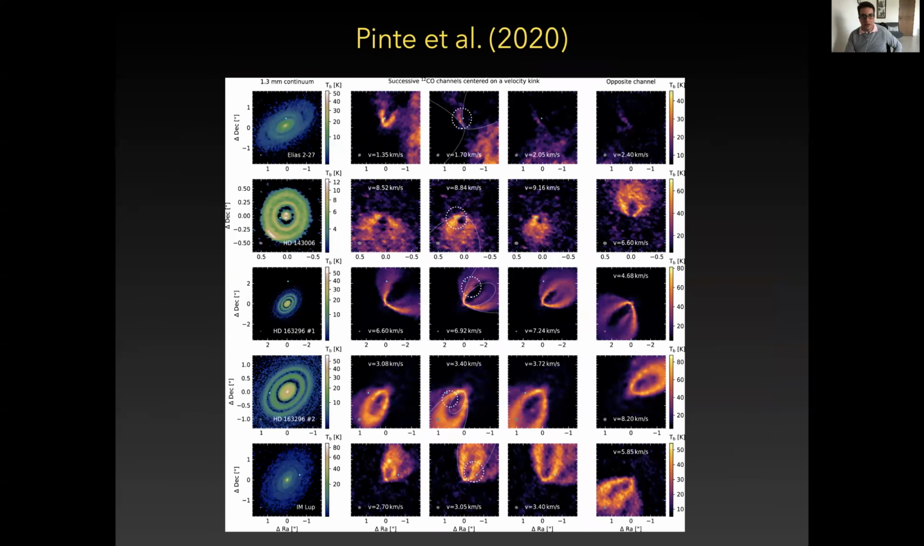There is also more work from this group, and you can see that in many disks, they seem to find this kind of kink, and they propose that in many of these disks, planets are actually forming, because they study the gas and go and see the position of the planet.